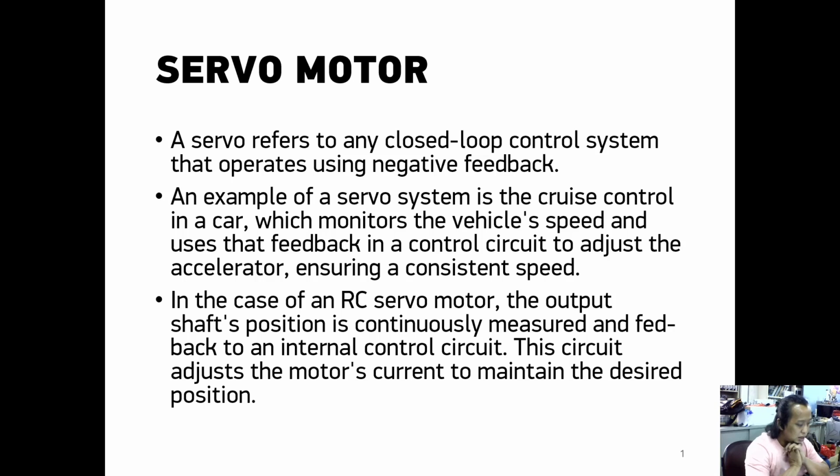Servo motor, or servo, refers to any closed-loop control system that operates using negative feedback. An example of a servo system is the cruise control in a car, which monitors the vehicle's speed and uses that feedback in a control circuit to adjust the accelerator, ensuring a consistent speed. In the case of RC servo, the output shaft position is continuously measured and fed back to an internal control circuit. The circuit adjusts the motor's current to maintain the desired position.